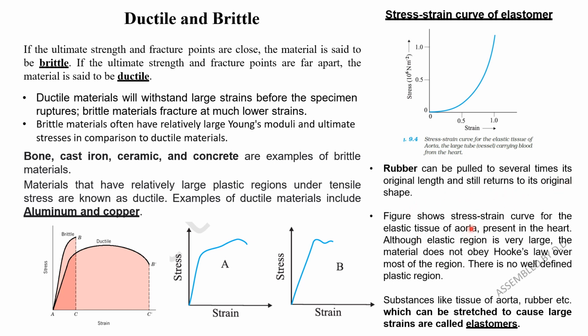This figure shows the stress strain curve for the elastic tissue of the aorta present in the heart. Although the elastic region is very large, the material does not obey Hooke's law. What is Hooke's law? Stress should be directly proportional to strain, whereas here it is not so. There is no well-defined plastic region. Substances like the tissue of the aorta, rubber, etc., which can be stretched to cause large strains, are called elastomers.